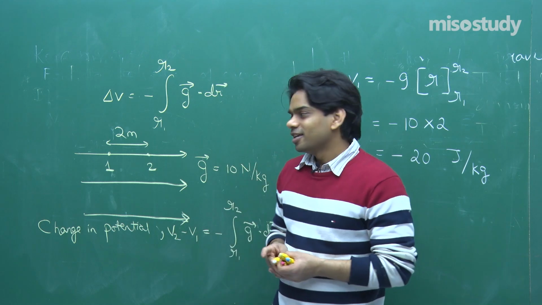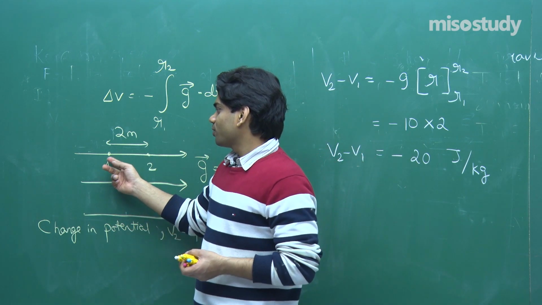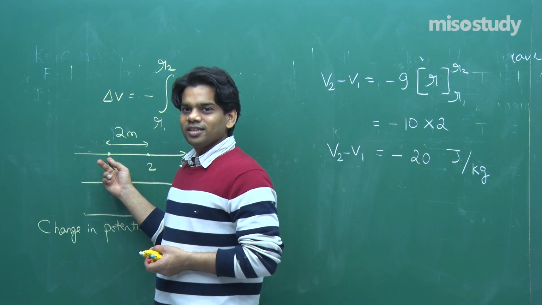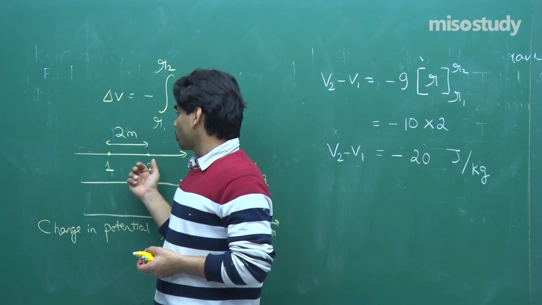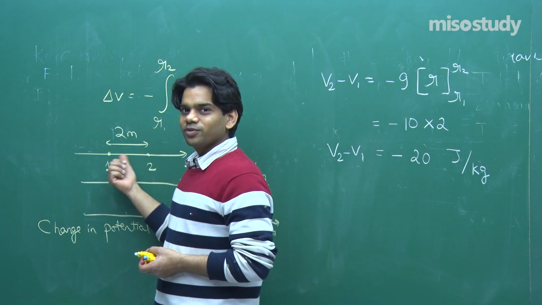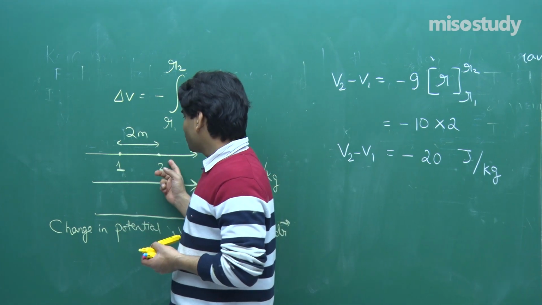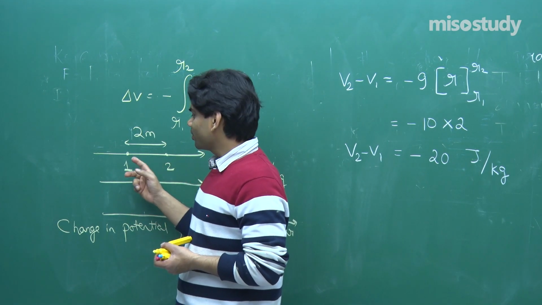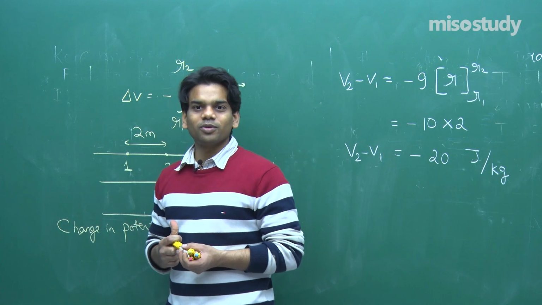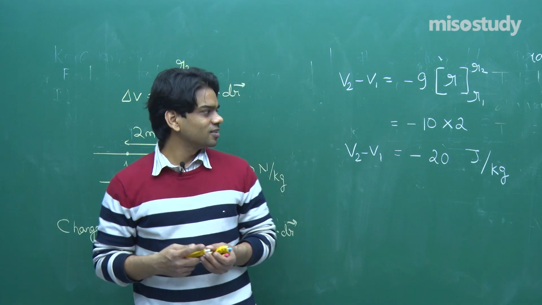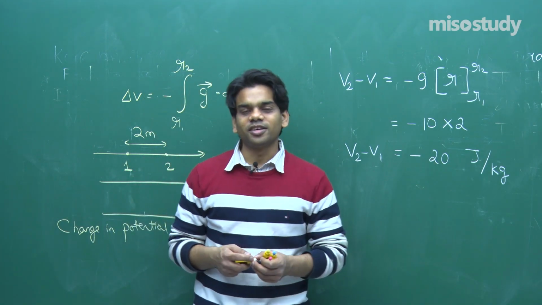This will be the value of high potential, this will be the value of low potential. So this will be the value V2 minus V1. V2 minus V1 comes out to be negative. That means V2 will be low and V1 will be high. This is what we obtain. V2 minus V1 will be actually minus 20 joule per kg in this case.